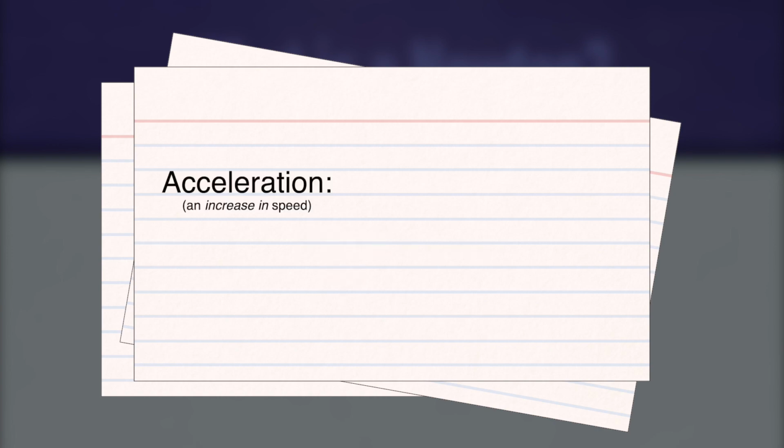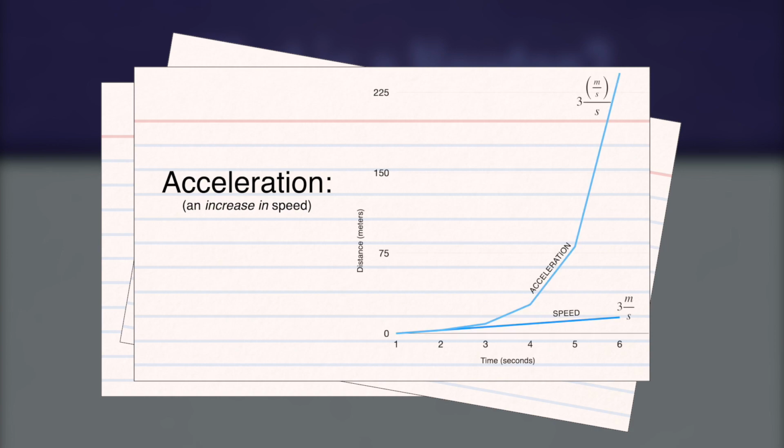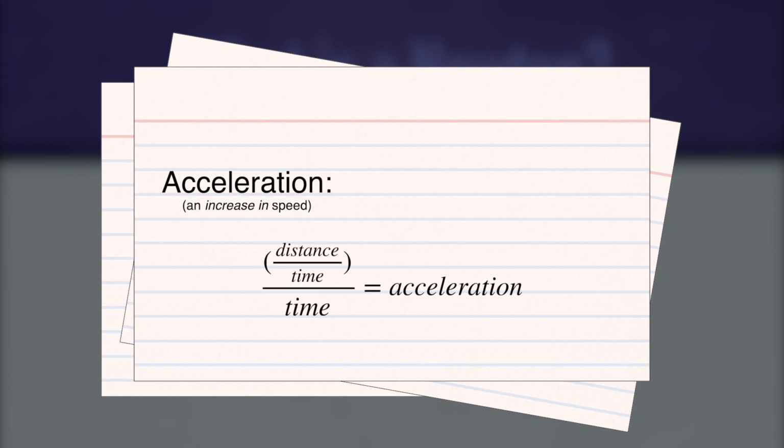Well, the acceleration is an increase in speed. So basically, when you are looking at speed, the speed is getting faster and faster. So an example of a speed would be like 3 meters per second. Then the acceleration would be how much faster that speed is going, like 3 meters per second per second. So speed is distance per time, and acceleration is distance per time per time.